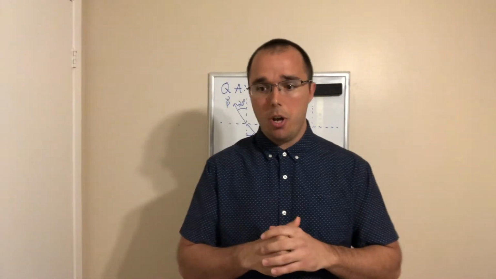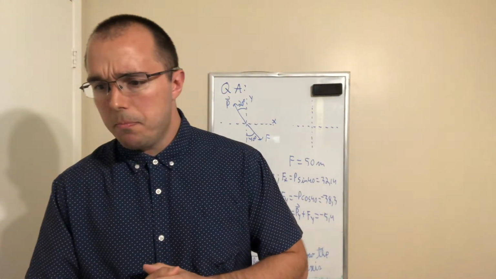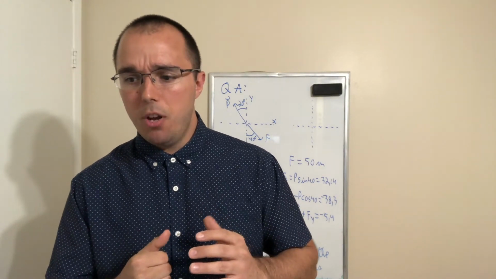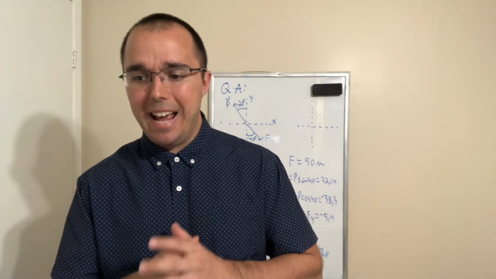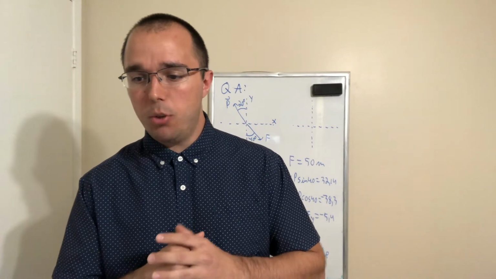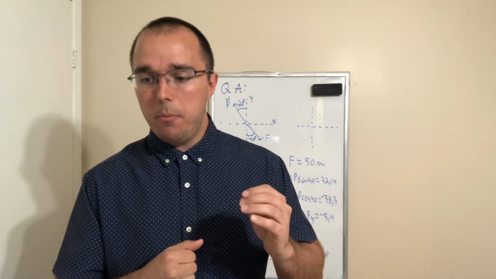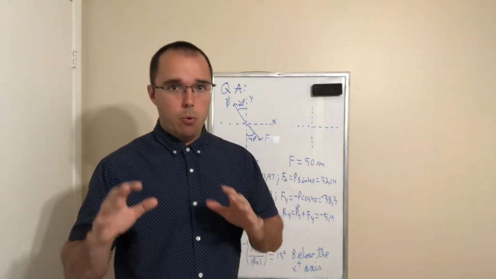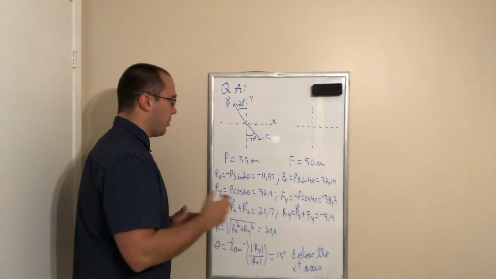So I'm going to be solving question A from the vector section chapter. Let's read the question first. Question A. Find the resultant vector in polar coordinate from the addition of vector P and F, if the magnitude of vector P and F are 35 meter and 50 meter respectively. We have a diagram with this question, and the diagram looks like this.